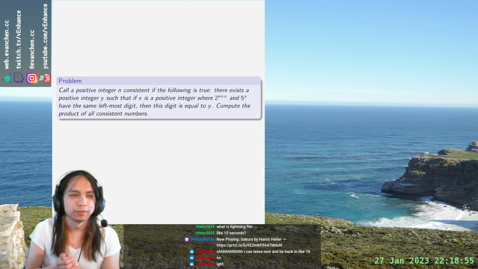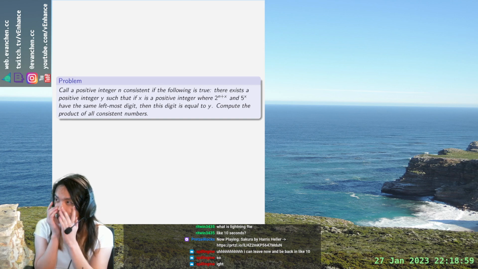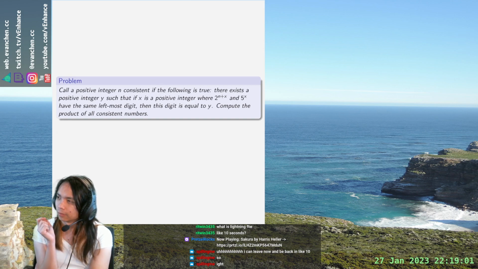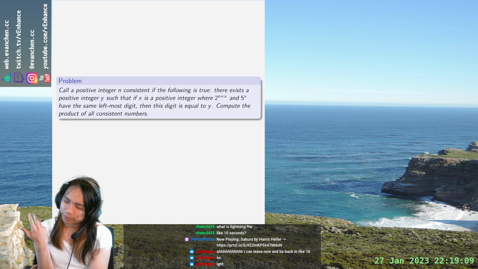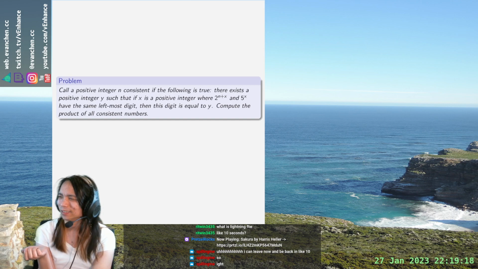Okay, welcome back. So we have, I don't know where this is from, but a positive integer n is consistent if the powers of 2, 2 to the n plus x, and 5 to the x always start with the same digit when they do have the same digit. Okay, what is this? Okay, sure. And it says compute the product.